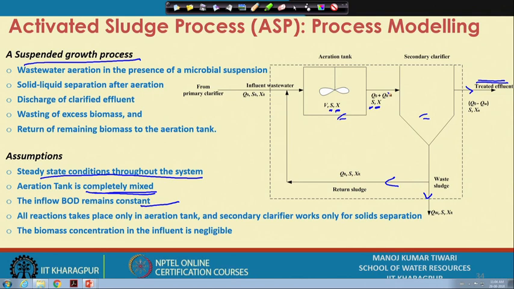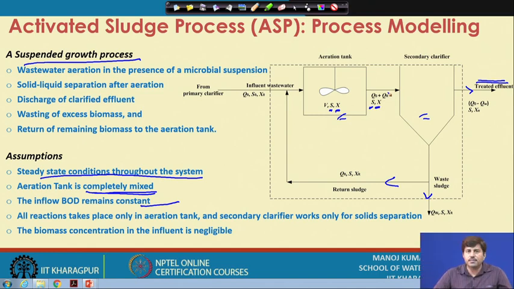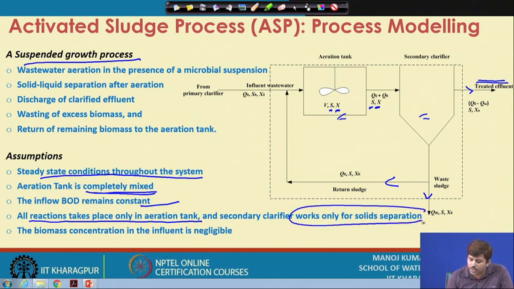So, all reactions take place only in the aeration tank, as we were discussing earlier also. That is again a very important assumption: all reactions take place only in the aeration tank, and the secondary clarifier works only for solid separation. There is no reaction, nothing else happens. That is why, when we compute the volume, we primarily compute the volume of the aeration tank depending on the reaction kinetics. The biomass concentration in the influent is negligible.